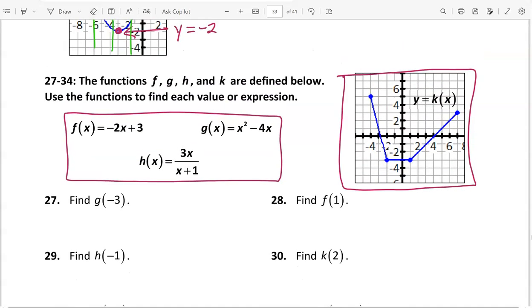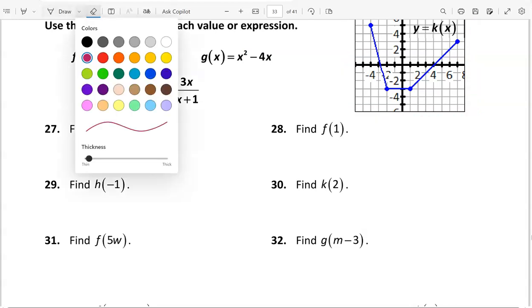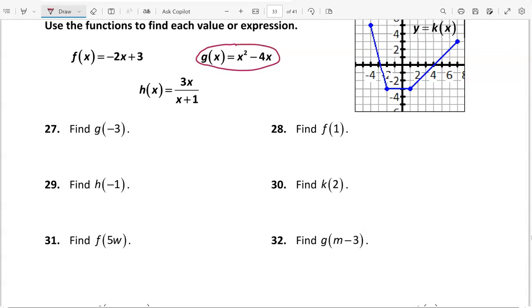We're going to find the value of g of -3. Just to highlight, we'll be using the definition of g of x, and g of x is equal to x squared minus 4x. So g of -3 is equal to -3 squared minus 4 times -3. We just replace each x in the equation with -3. -3 squared is 9, and then -4 times -3 is positive 12. So 9 plus 12 is the value of g of -3, which is 21.